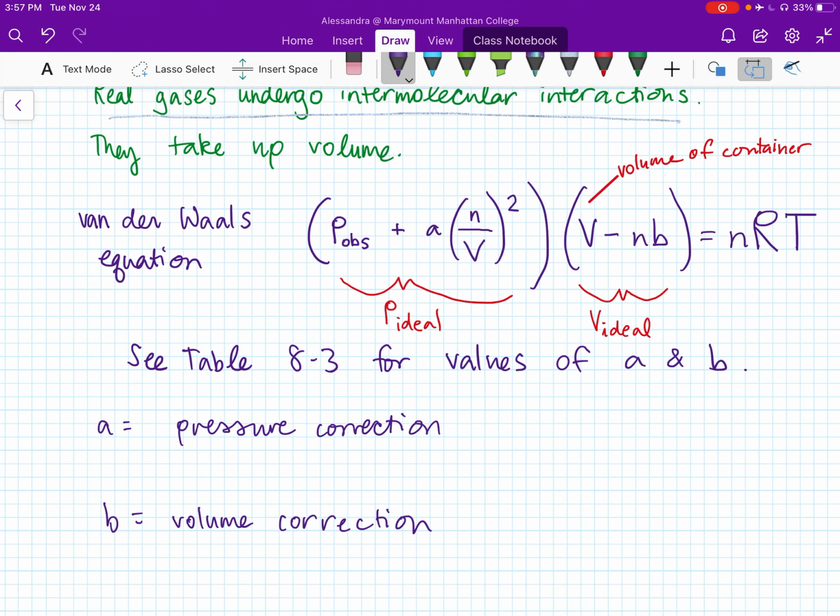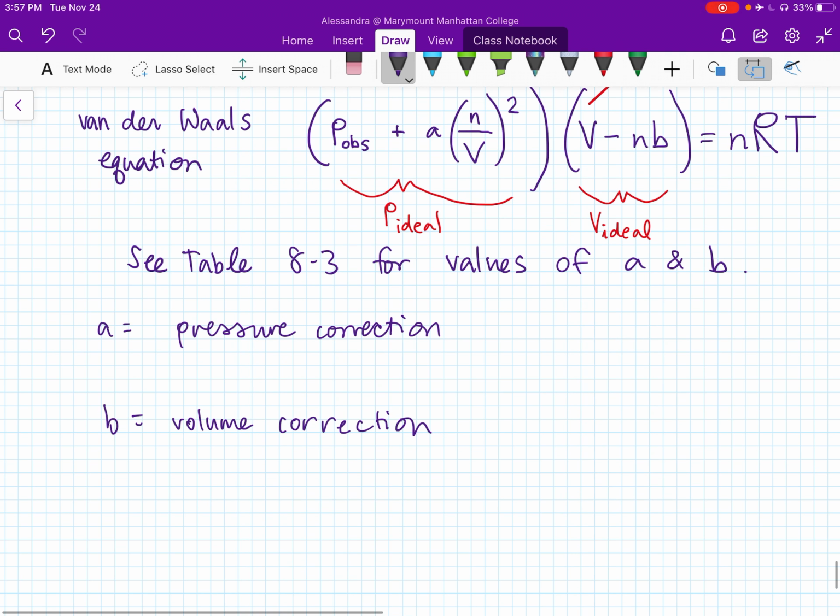So A and B are tabulated. They were found by fitting lots of experimental results for different gases. But you can expect some trends. Since B is a volume correction, how do you think B will vary with size of the gas molecule?